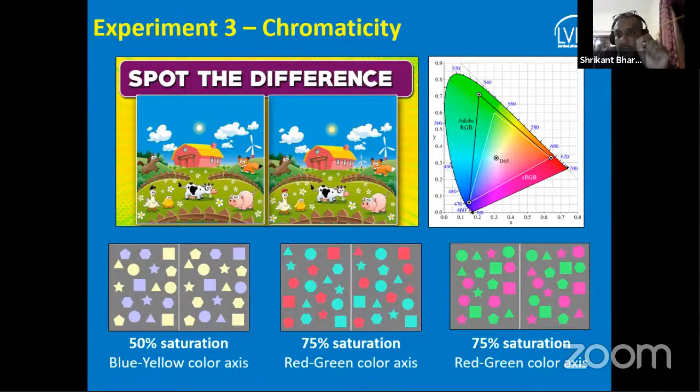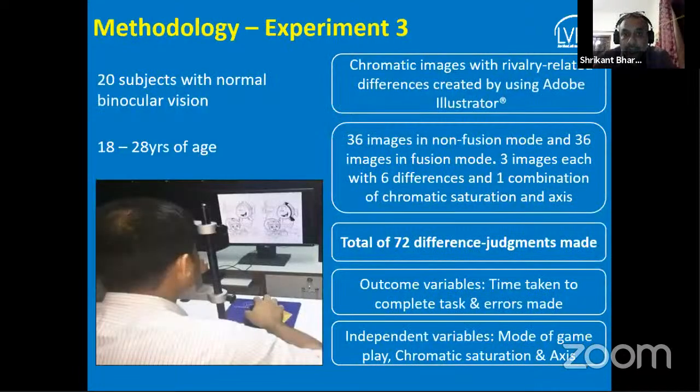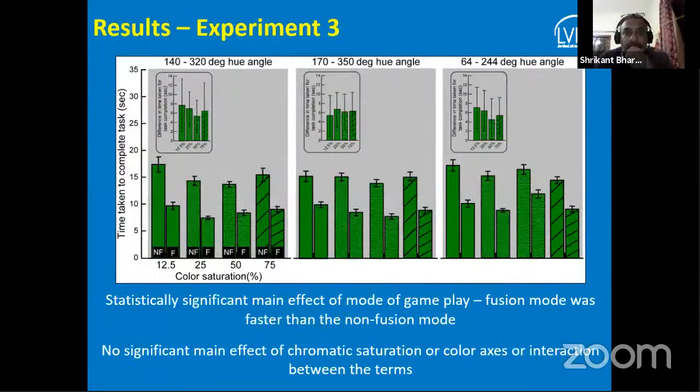And therefore, when you fuse them, they should create a very strong effect of chromatic luster, not luminance luster, but chromatic luster. Does that really make an impact? Does the fusion mode continue to survive? Exactly the same experiment, but now instead of black and white stimuli, these guys looked at color stimuli, and we found out what the effect was. Exactly the same effect as the second experiment. Only the task is significant. The fusion is significantly better than the non-fusion.